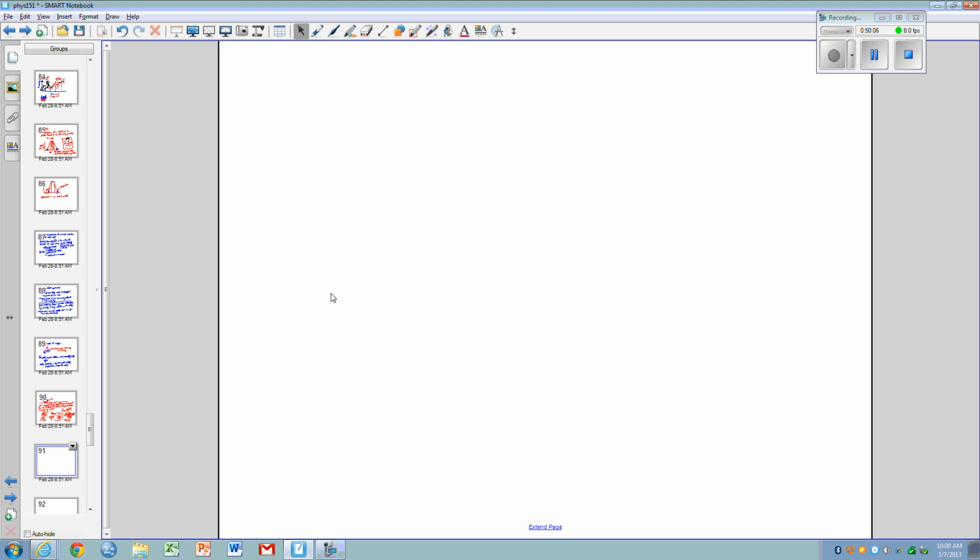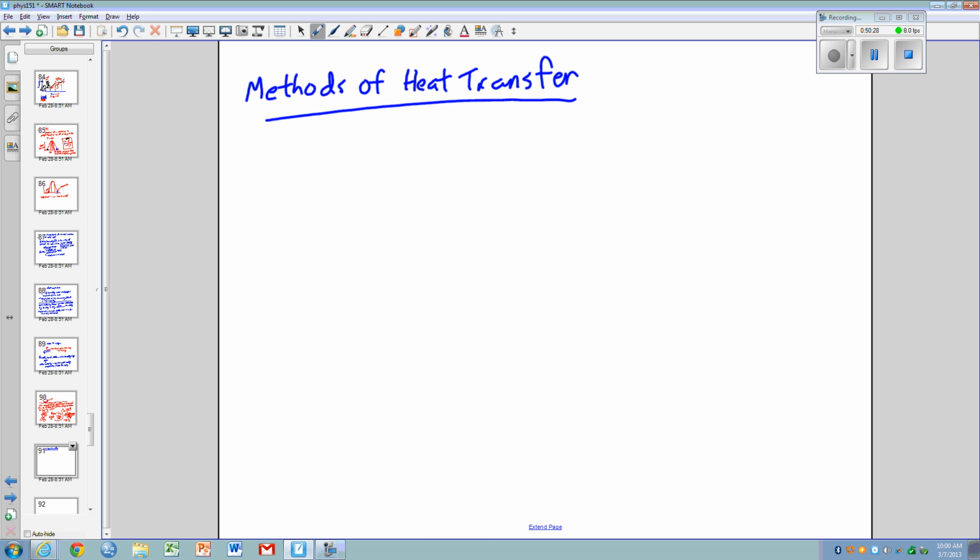All right, the final part of this chapter is just on heat transfer. There are several different modes of heat transfer. We won't do any mathematical treatment. We just want to be able to identify what the three methods of heat transfer are. The first is by conduction, and this is through contact.